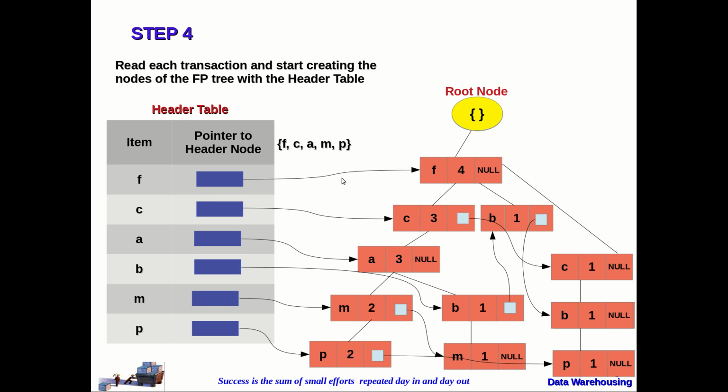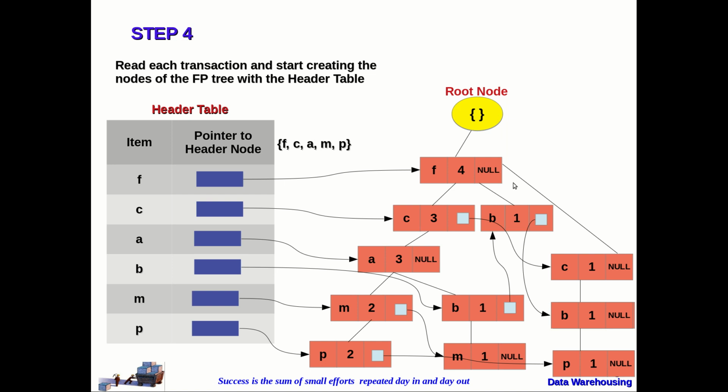So this is how all the 5 transactions are considered and the FP tree is constructed finally like this. So this is going to be your final FP tree, and please, I repeat, this line is not from F, it must come from the root node. Please make a note of it.